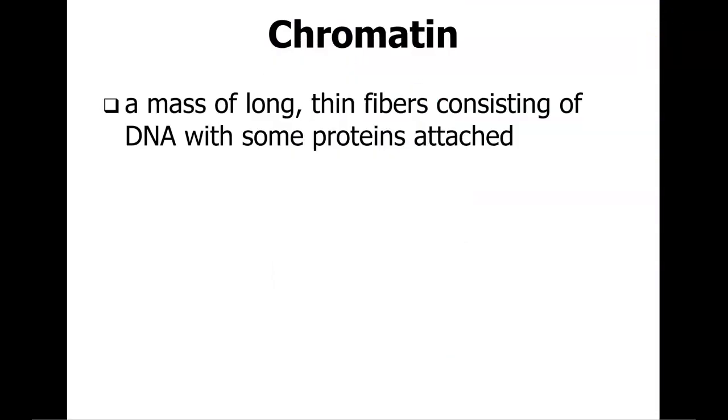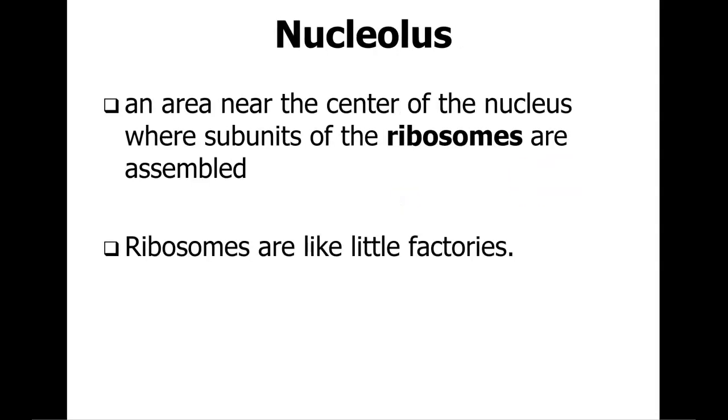Chromatin, like we said, is going to be a mass of long, thin fibers consisting of DNA with some proteins attached. The nucleolus is going to be in the center of the nucleus, and it's responsible for assembling ribosomes that it then sends out through the nuclear pores into the cytoplasm. Those ribosomes are going to act as little factories.